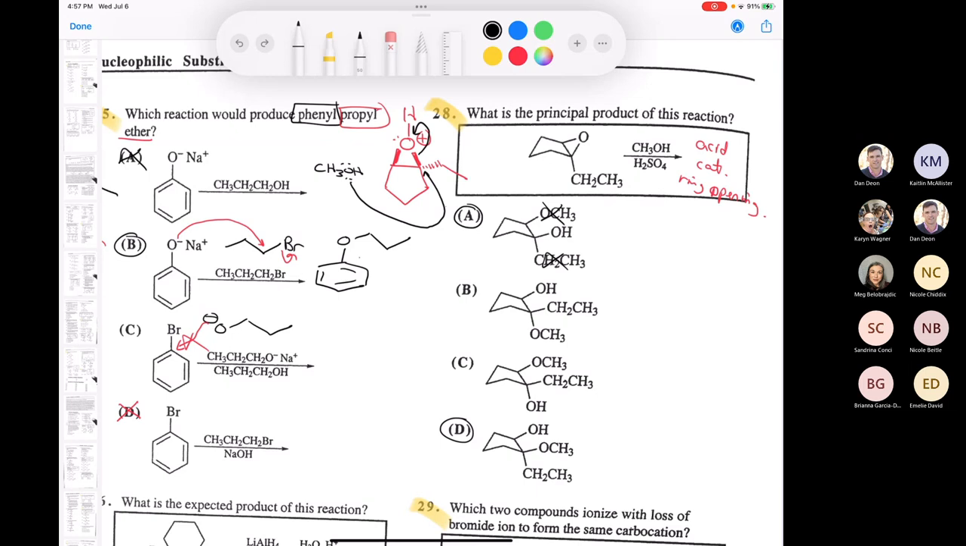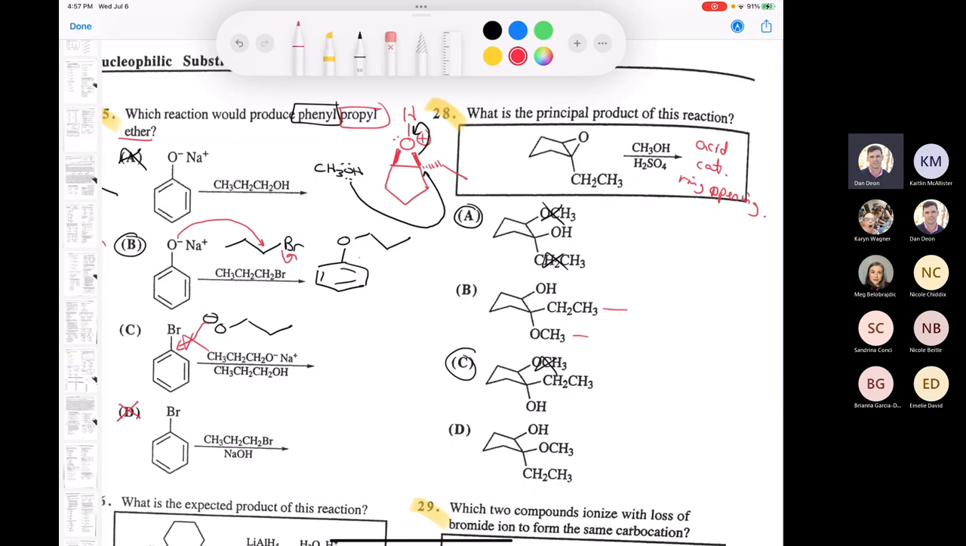Yeah, here you have the methoxy in the wrong spot. Okay, so the methoxy is in the wrong spot in A and C. So I had them mixed up here. There you go. A and C, the methoxy is in the wrong spot, because the methoxy is going to attack the side that has the ethyl group on it. And you see that in B, you have the methoxy on the same carbon as the ethyl. And here it's on the same carbon as the ethyl.